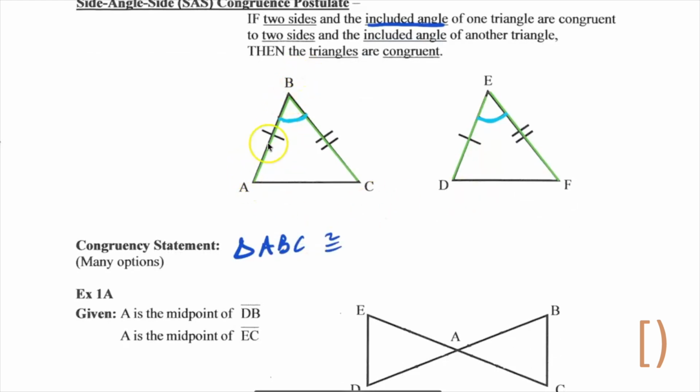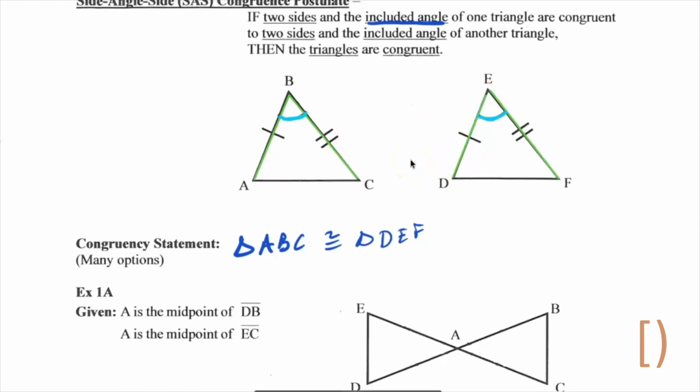Now again, order matters. If I do A, we're going single mark to the angle to double mark. I've got to follow the same way here. So it can't be F, E, D. That's the wrong way. It has to be the same one. So D, single mark, D, E, F. Order does matter. So these two triangles are congruent by side, angle, side. That would be the reason: side, angle, side.